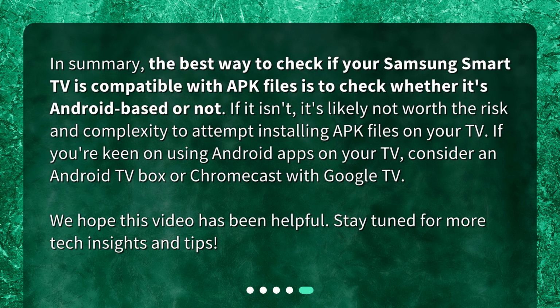In summary, the best way to check if your Samsung Smart TV is compatible with APK files is to check whether it's Android-based or not. If it isn't, it's likely not worth the risk and complexity to attempt installing APK files on your TV. If you're keen on using Android apps on your TV, consider an Android TV box or Chromecast with Google TV.